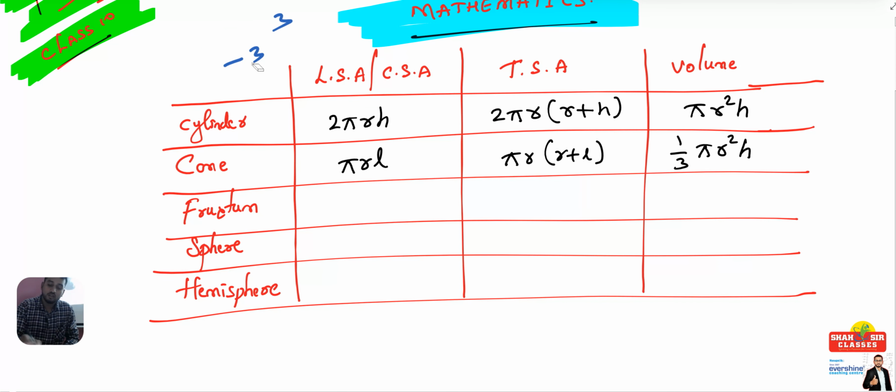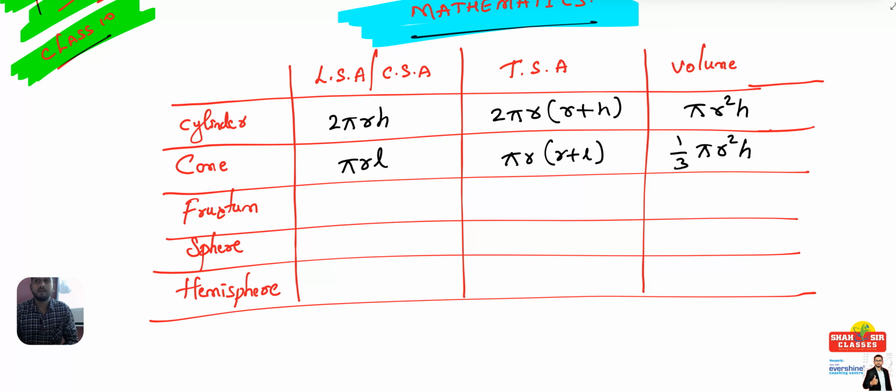Now the next topic is frustum of a cone. Before going to the frustum of a cone, I just want to ensure you have understood cylinder and cone. What's the curved surface area of a cylinder? 2 pi r h. Total surface area? 2 pi r into r plus h. Volume? Pi r square h.